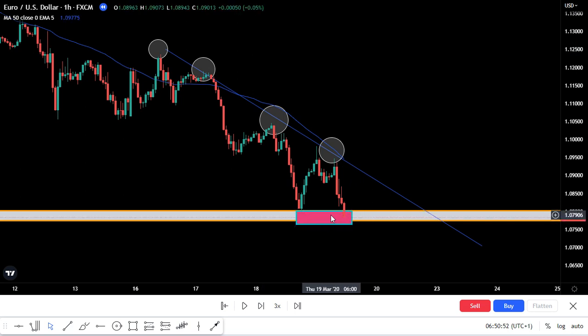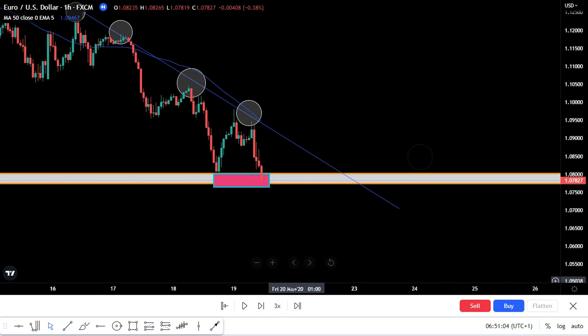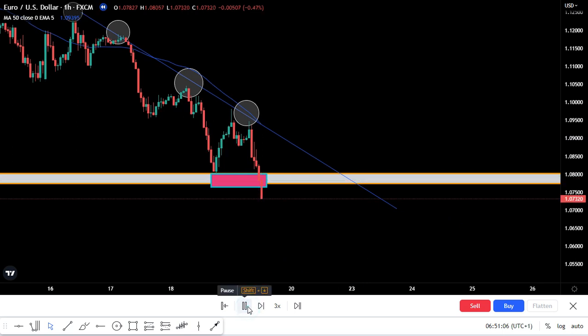Yes, it's on our support level, but I am not doing anything. Yes, we might have a candlestick pattern reversal here, but I'm not doing anything. I'm waiting for this breakout from my trend line and breakout from my moving average, and I will make entry. So let's see what the price does.